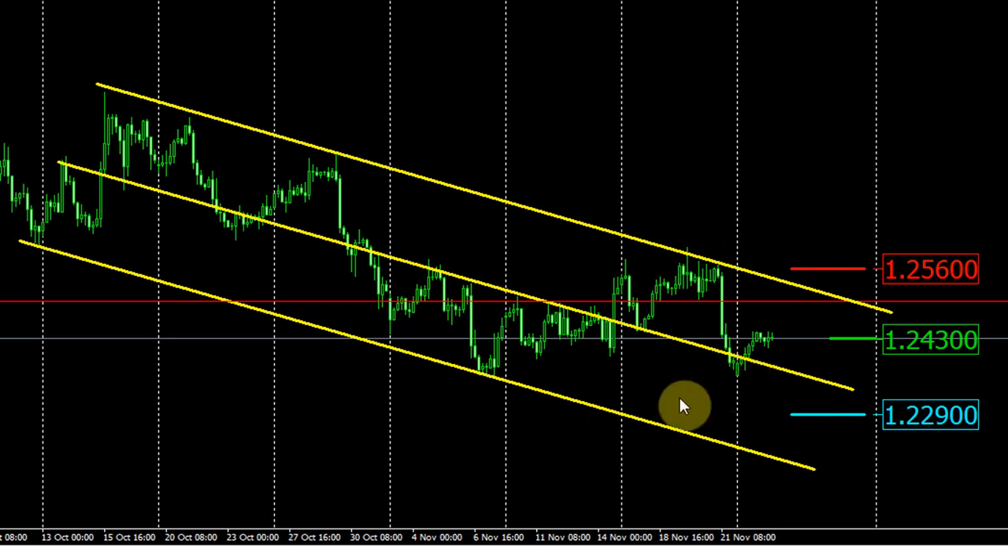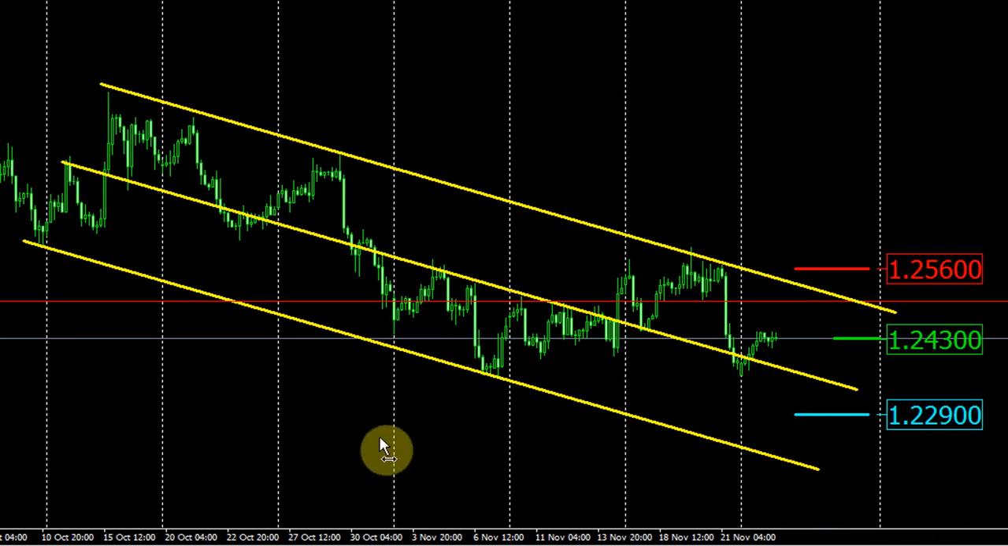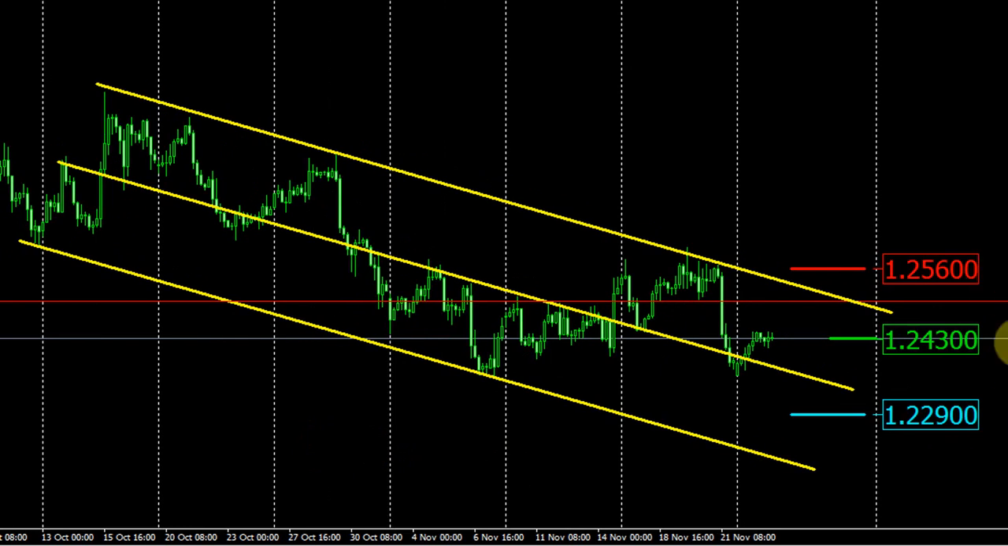And guess where it's going to go next? That's right, it's going to go down towards the bottom border of the channel. So a couple of other things. Right here I've got some prices marked out. The green price is approximately the current price of the euro-dollar. It's a bit higher than that currently. It's at 1.24319, so basically nearly 2 pips above that.